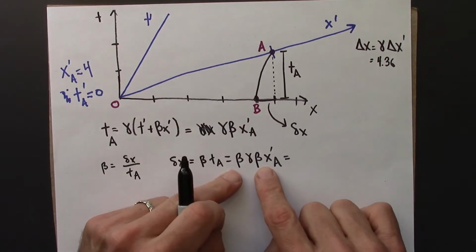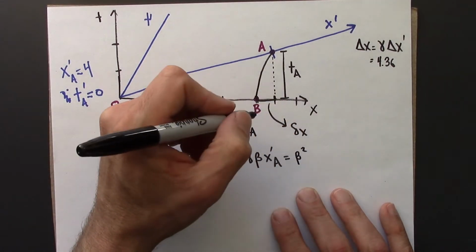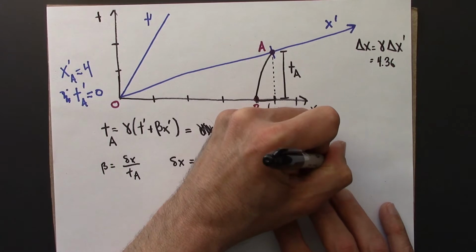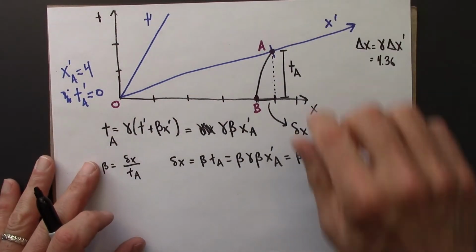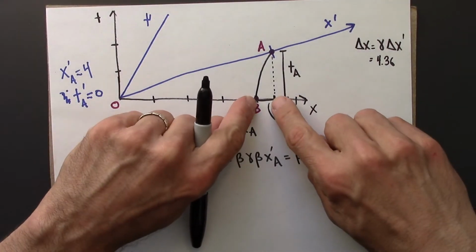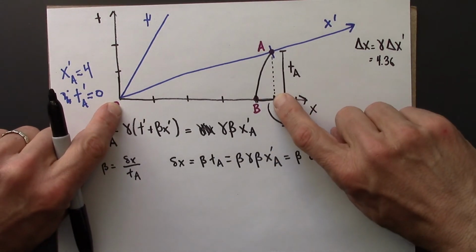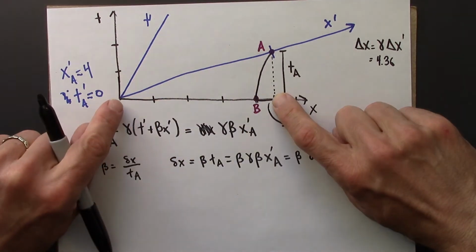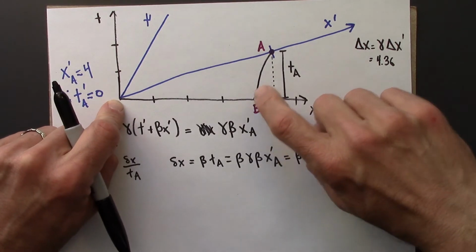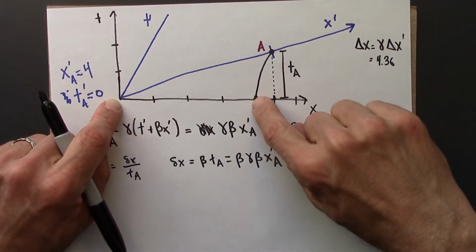So many Greek letters. We can at least scrunch these two together. So this is going to become beta squared gamma x prime A. All right, so we're getting there. But what I'm ultimately interested in is not this, but this. But here's the thing. I know this distance. I know this distance. And so this big distance minus this little distance gives me that. And this distance is going to be xB.